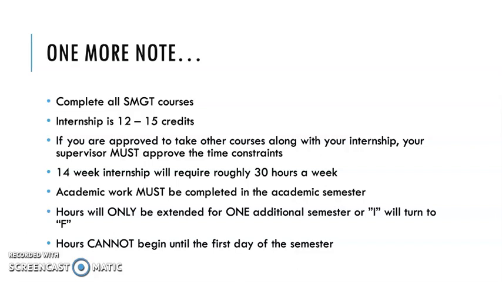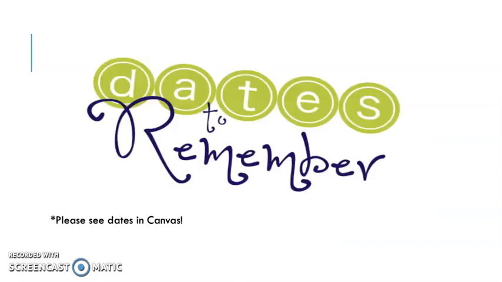No matter what you did in your academic semester, your hours and your final evaluation are required to pass this course. And then the last thing is that the hours can't begin until the first day of the semester. So you cannot count your hours if you're working in the summer and start counting them for the fall semester.